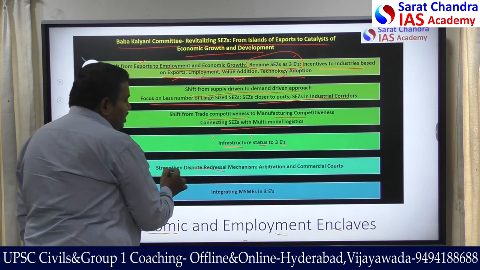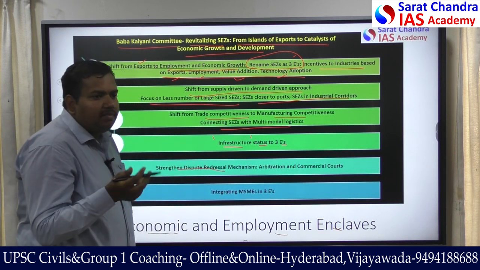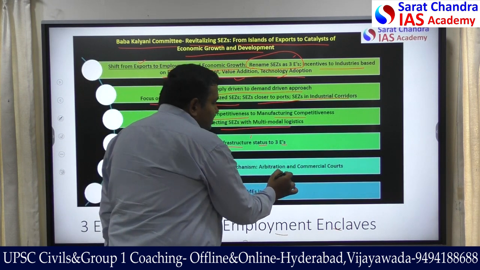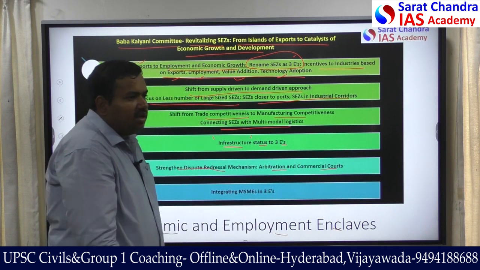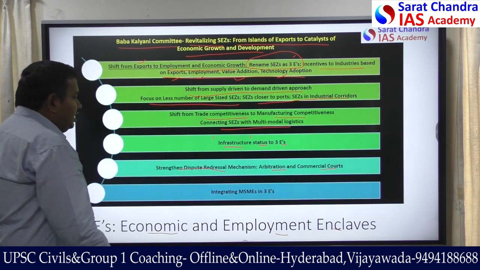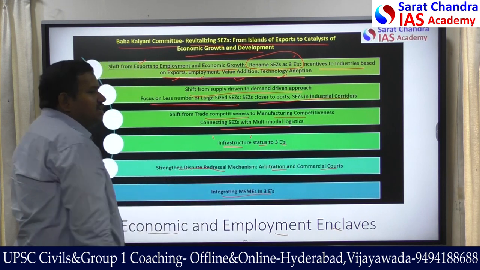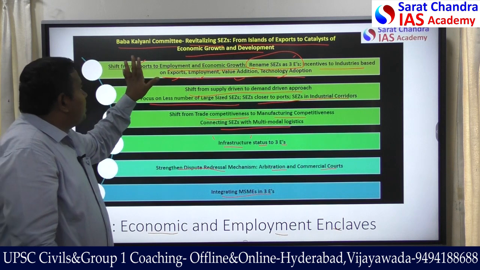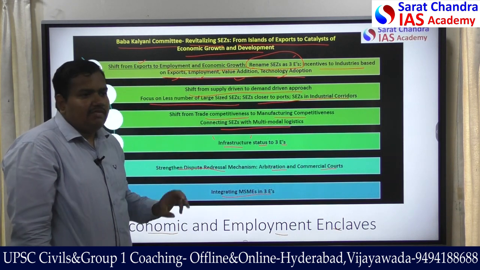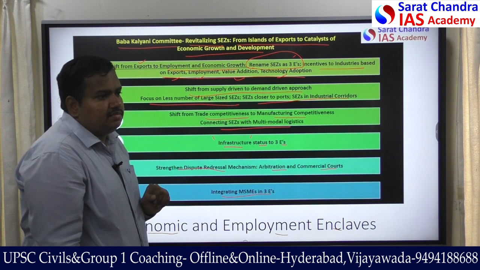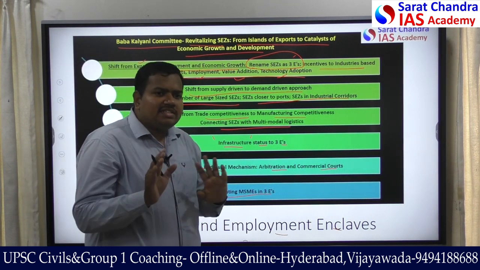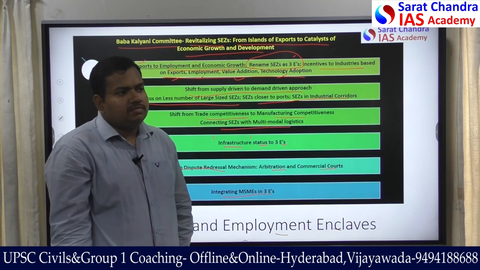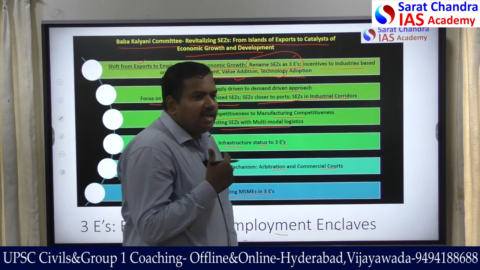Next, strengthen the dispute redressal mechanism. I told you, because they don't come under domestic territory, courts won't have any jurisdiction. So that's why we are going to create separate arbitration and commercial courts, especially for the SEZs. And integrating MSMEs in the 3Es. So these are the recommendations given by the Baba Kalyani Committee for revitalizing SEZs. Our topic is SEZ revitalizing. Using all this information, you can easily answer any question on SEZs if it is asked. We have discussed SEZs in detail.